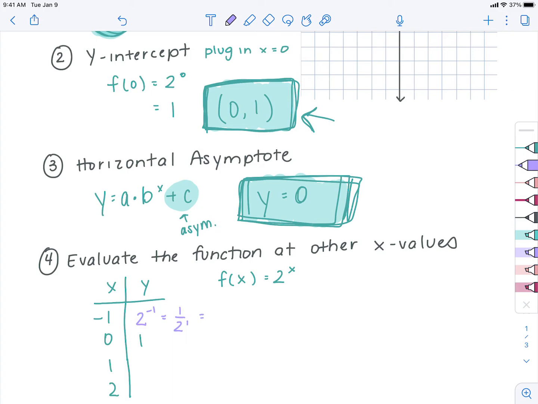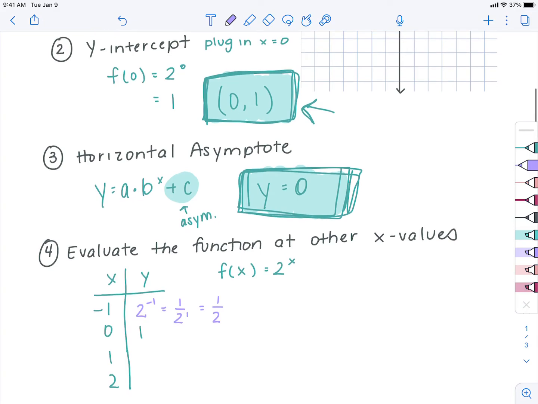So then this is really just 1/2. If you forgot your exponent rules, there's a link to them on the first page of all of the virtual classrooms, just like where the unit circle was. One of those tabs says exponent rules, and you can always reference them there. So having plugged in -1, now I know I have the point -1, 1/2.